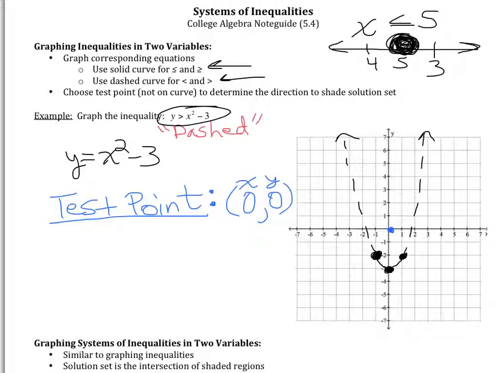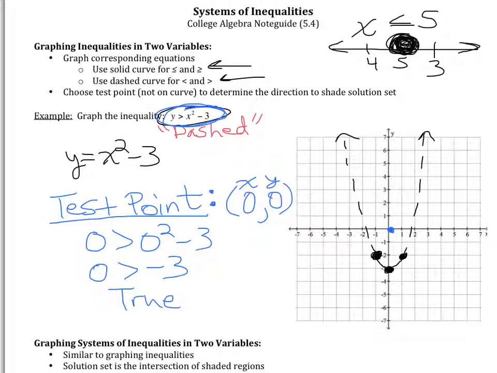And I'm going to substitute it back into the original inequality that I started with. So put 0 in for x and y. We get this right here. And I get that 0 is greater than negative 3. And now what I want to do is determine whether this is a true statement or a false statement. And that would be a true statement.